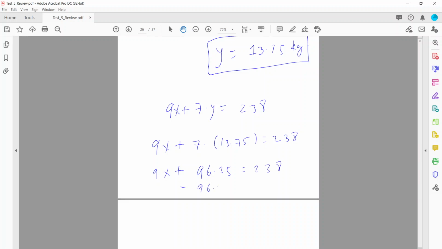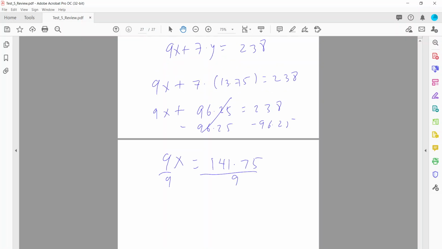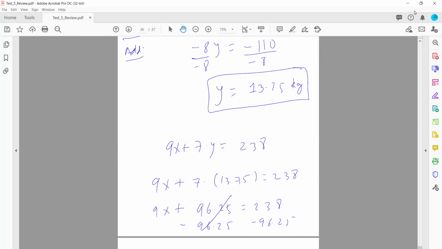Just subtract 96.25 from both sides. Use your calculator: 9x equals, from 238, it gives me 141.75, and if I divide both sides by 9, it will be x equals 15.75. So the weight of the large box is 15.75 and the weight of the small box is 13.75.